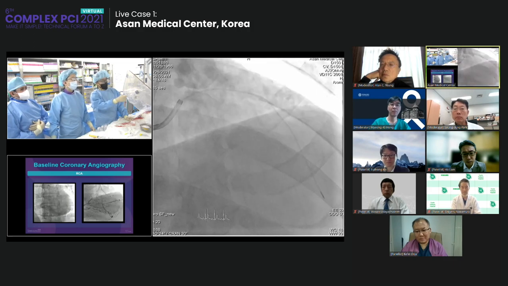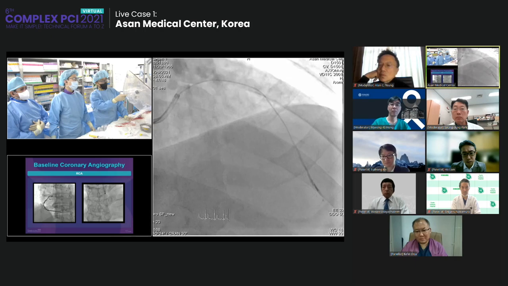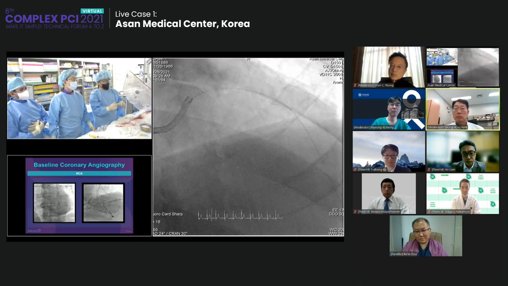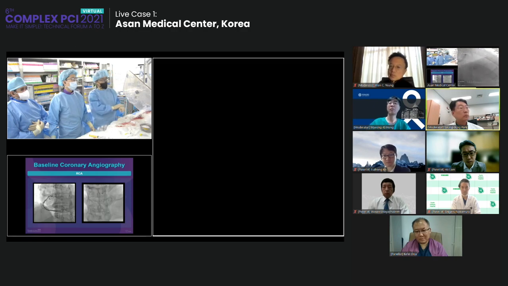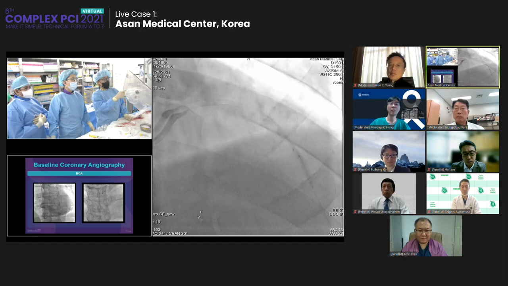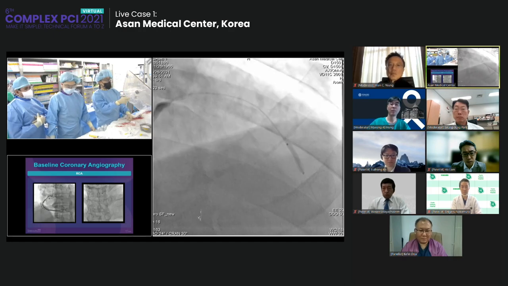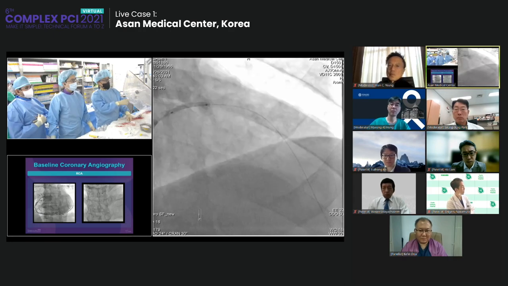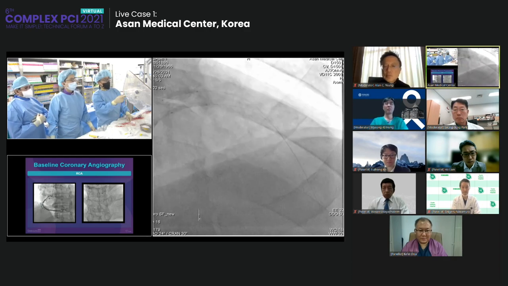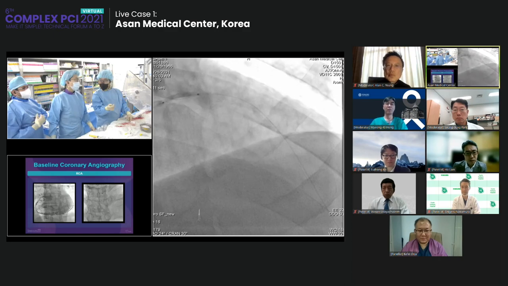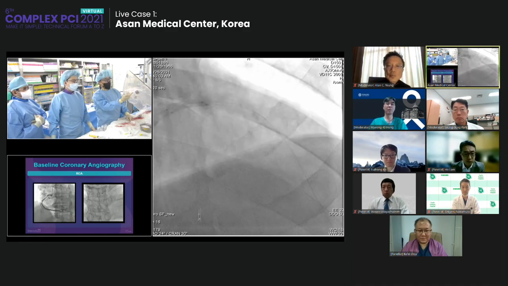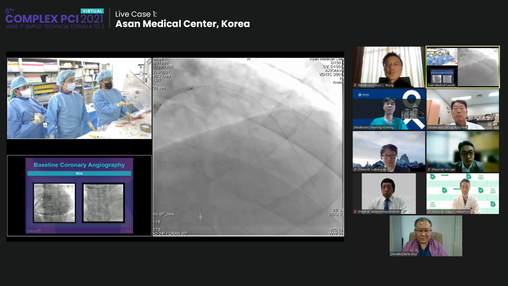Here is the distal part, and we made sure it was the true lumen. Then we changed to the BMW wire. In the mid LAD part, we implanted the 2.0 balloon. There was a totally occluded region. With just the wire passage, left main flow was totally occluded, the TIMI is zero, so we abruptly inflated the 2.0 balloon.